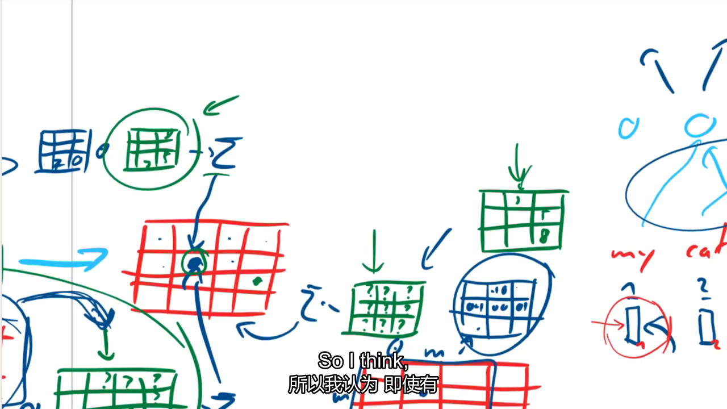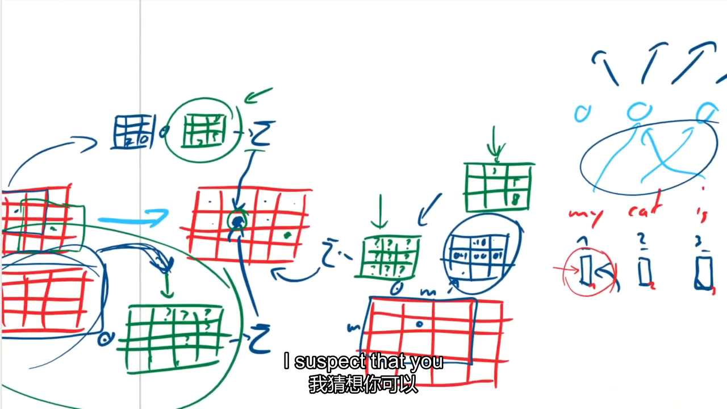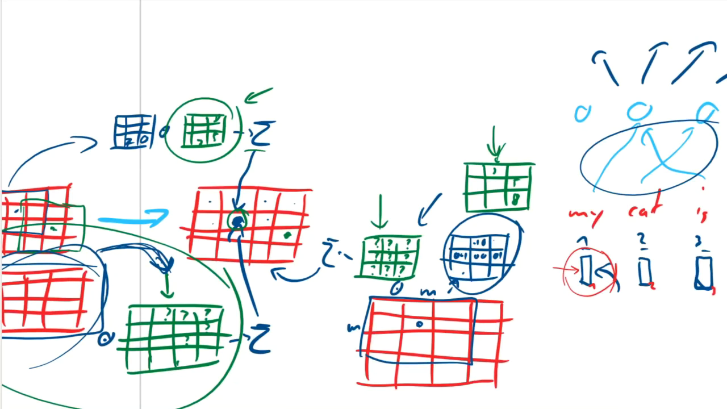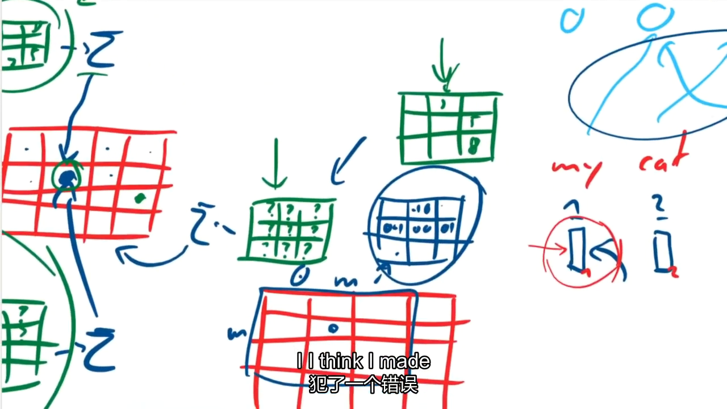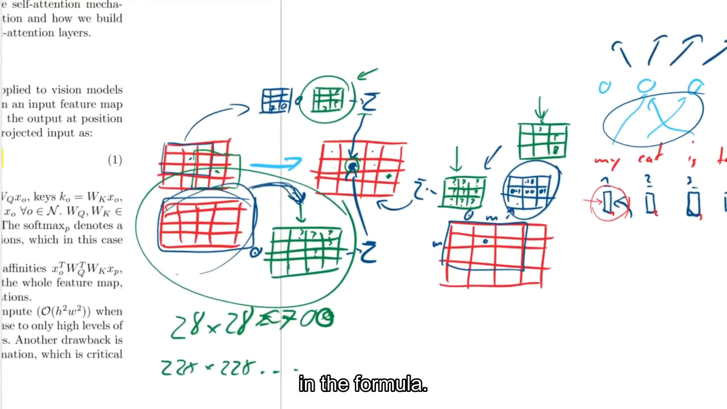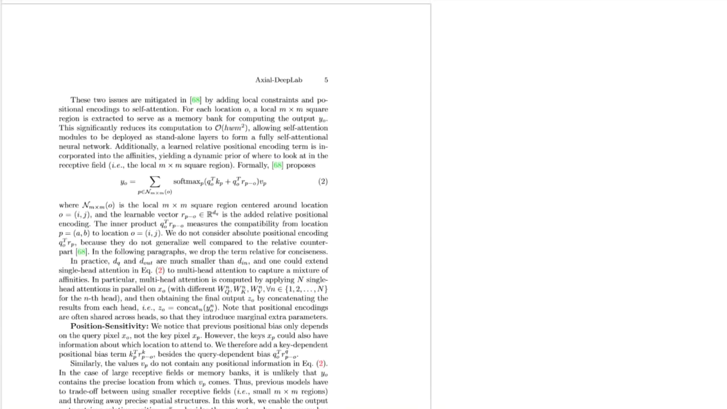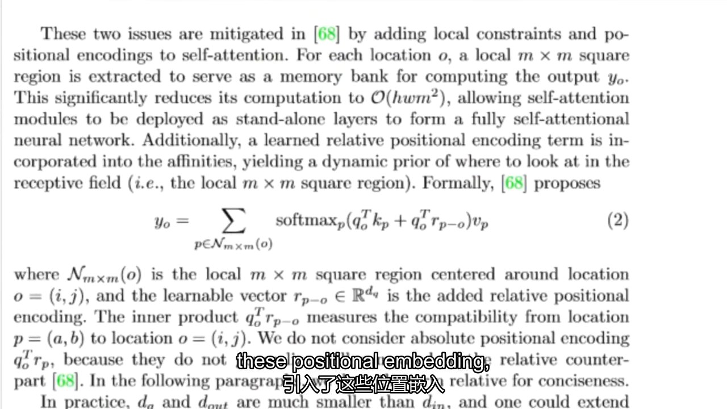So I think, even though there are slight differences, they, for example, say these are the same across attention heads and so on. However, I suspect that you can think of these learned positional embeddings as kind of like what you learn in a convolution. Not exactly. So no, I think I made a mistake, and we'll see it in the formula. Okay, so here they introduce these positional embeddings.